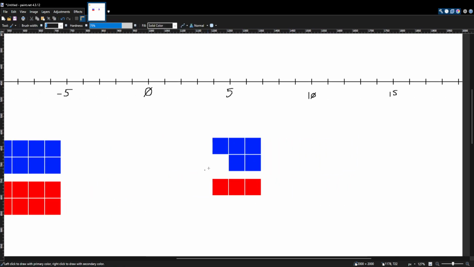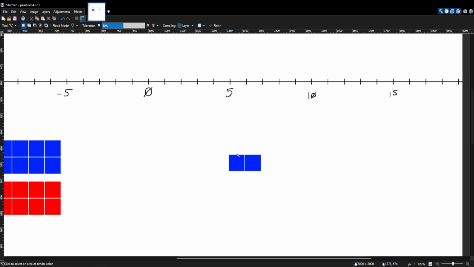Then if I want to add these numbers together, I would grab pairs of numbers, this blue and this red, and I would match them together. When I've paired my positive and negative tiles together, they cancel each other out, and I'll be left with 2 positive tiles. So that was 5 plus negative 3.